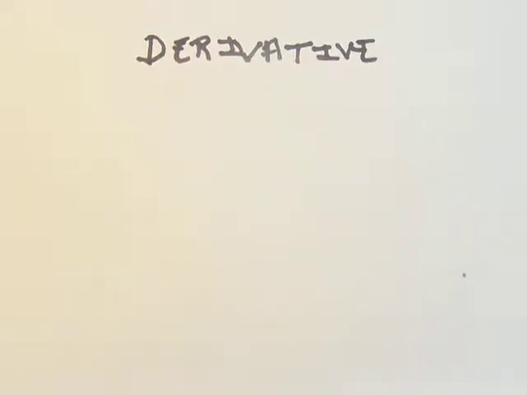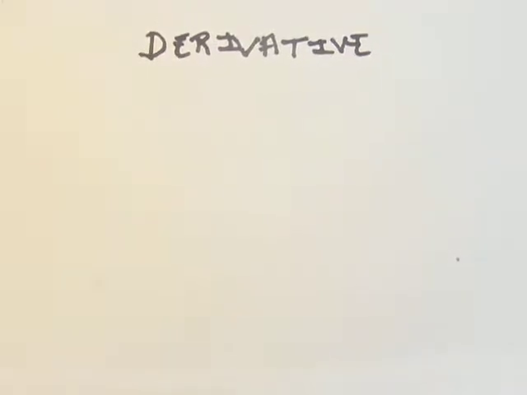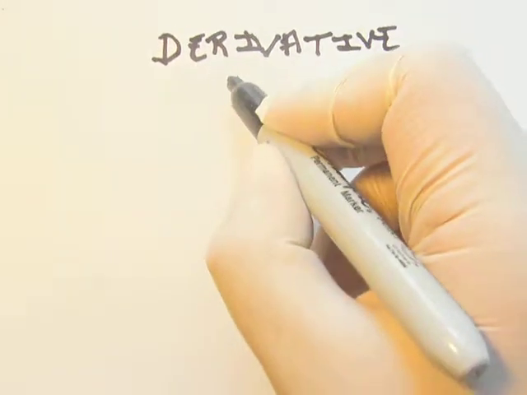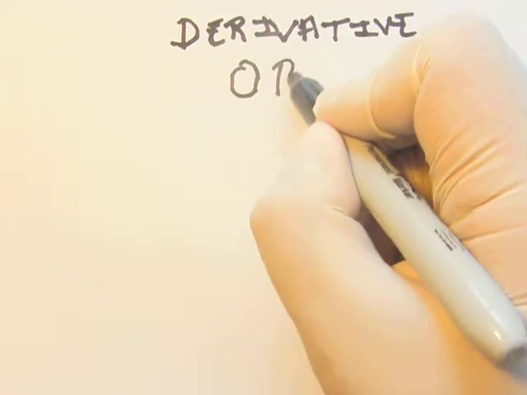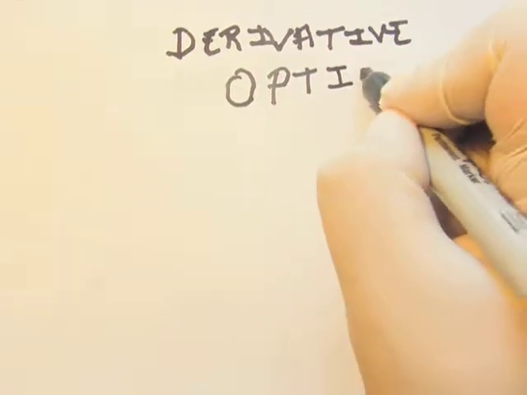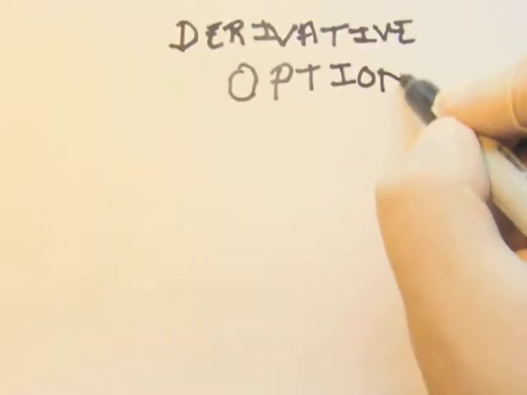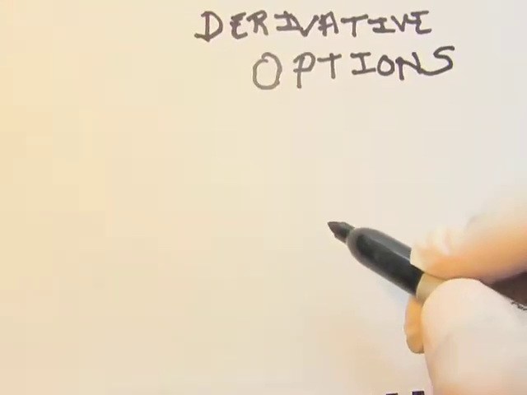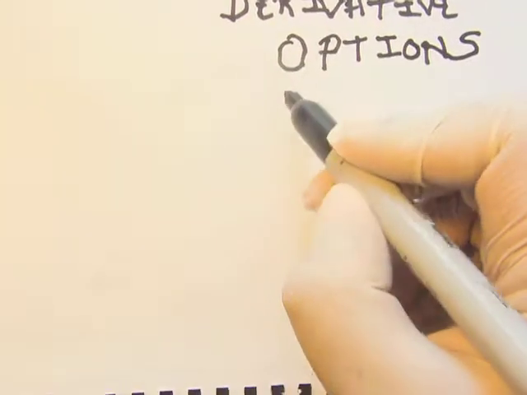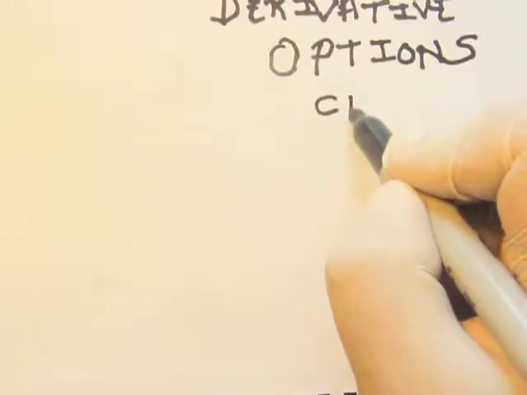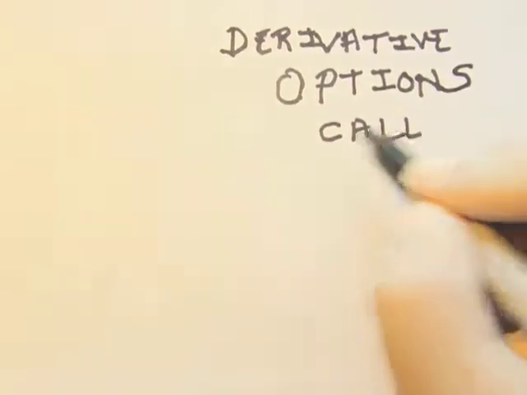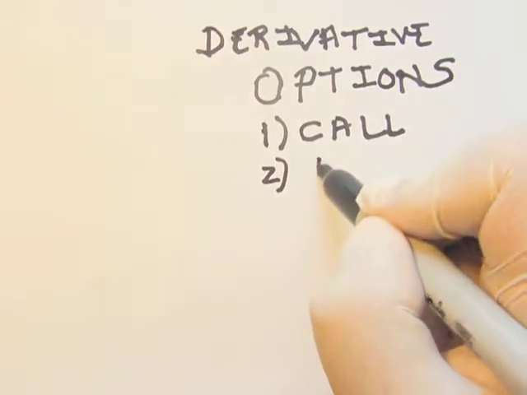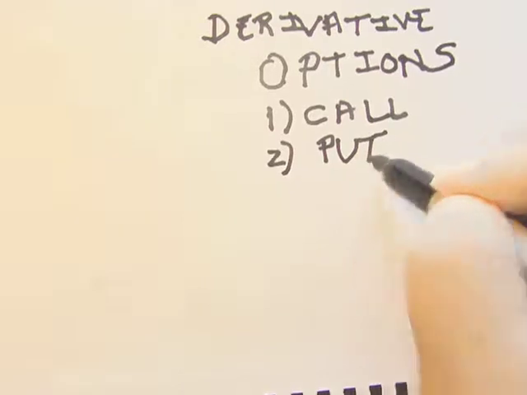Hey everybody, today we are going to talk about derivative market. Specifically, we will talk about options. Okay, the options can be of two types. One can be a call option, and second can be a put option.